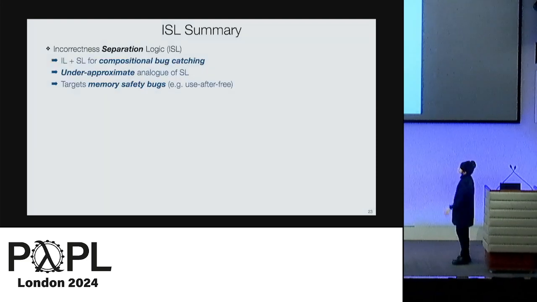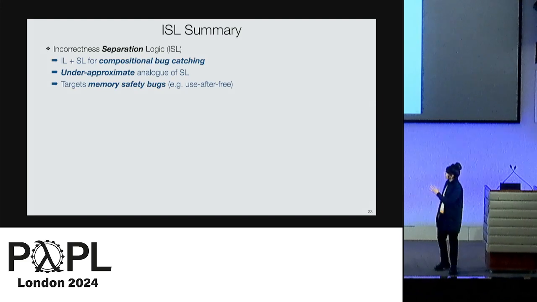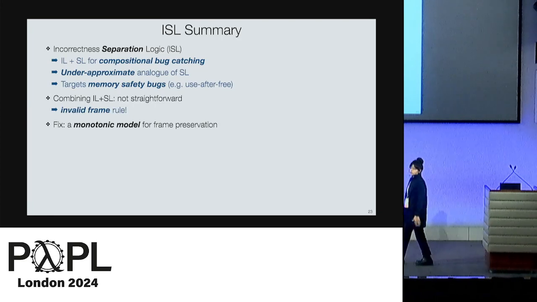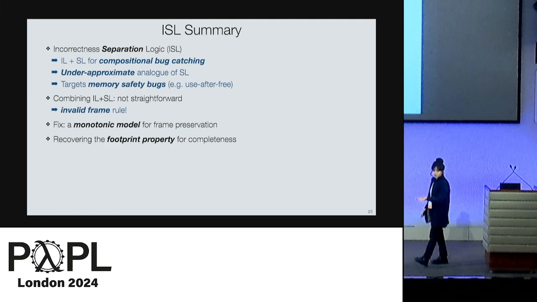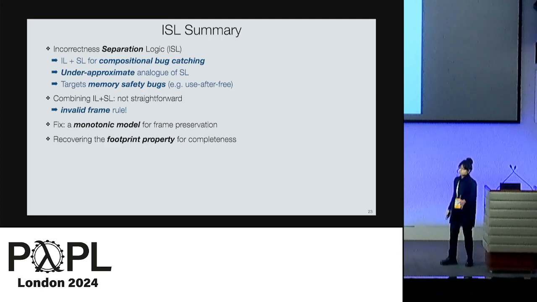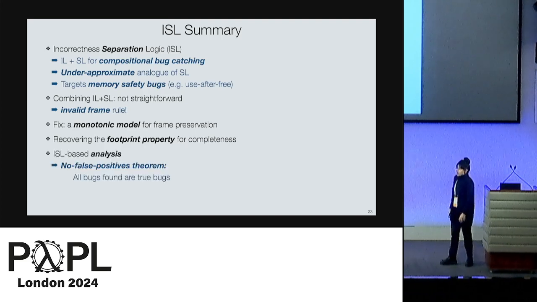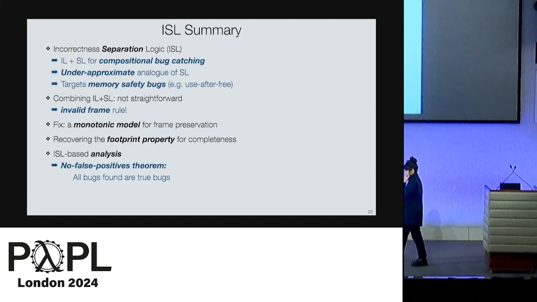OK, so to sum up, this was the first part of the talk, incorrectness separation logic, a combination of incorrectness logic with separation logic, which had to change the model, and we got a monotone model that recovers the footprint property, which is necessary for completeness.